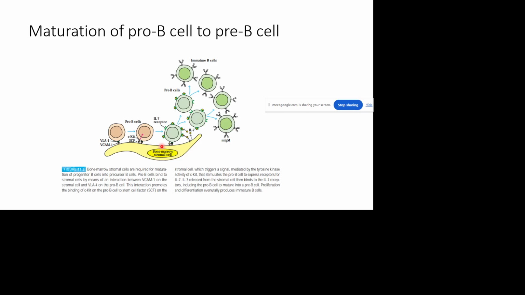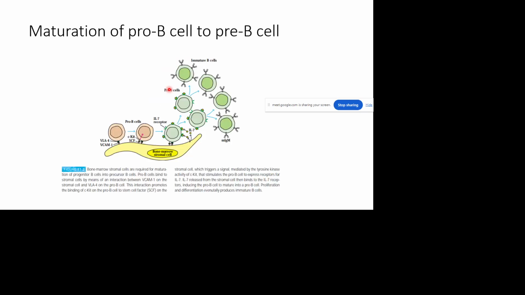After that we will move to the maturation of the pro B cell to pre B cell. As you know, from this figure we can see that the maturation process of the B cell occurs in the bone marrow. This is a bone marrow stromal cell. The B cells are attached to the bone marrow stromal cell by interaction of VLA4 and VCAM1. VCAM1 is expressed in the bone marrow stromal cell, and VLA4 is expressed in the pro B cell, right?